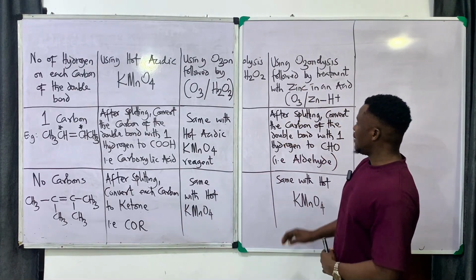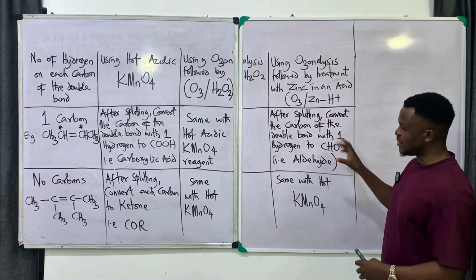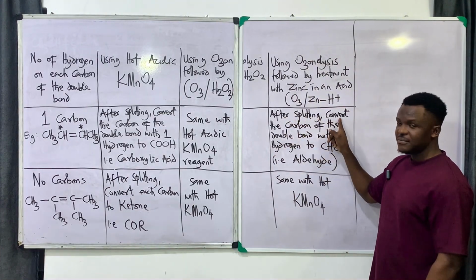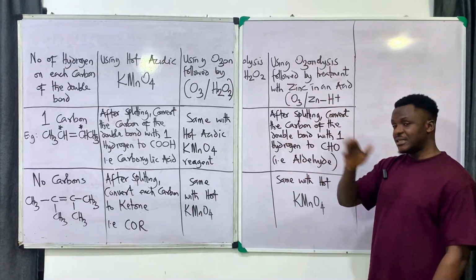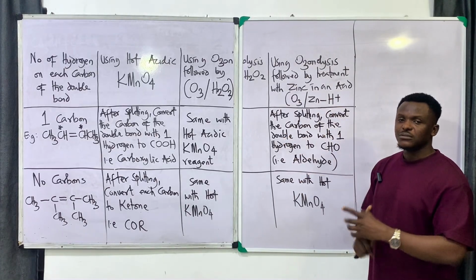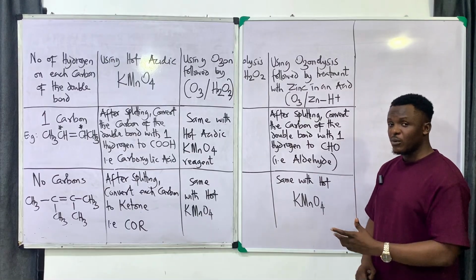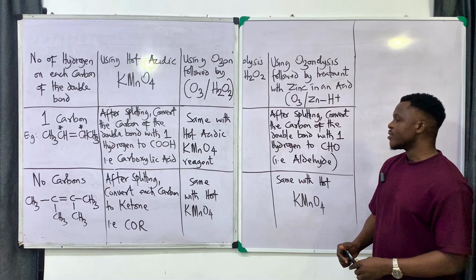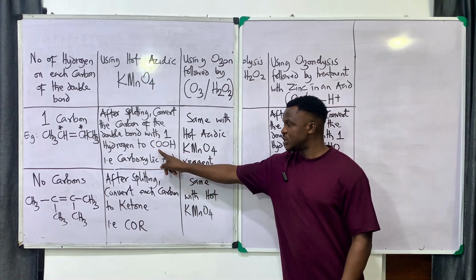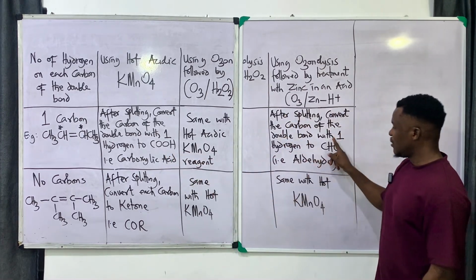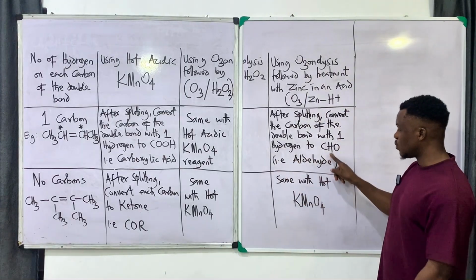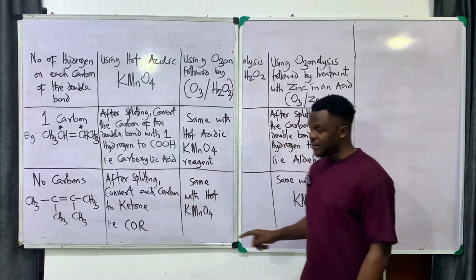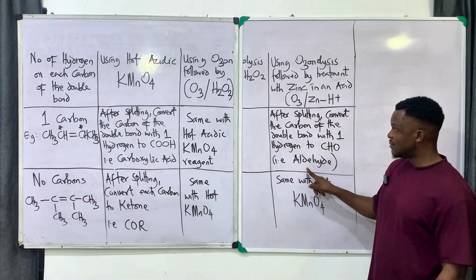Now let's look at the last guy. This is the one that is a bit different from the first two. In this case, we said after splitting, each of them splits into two halves. If the original carbon of the double bond was having one hydrogen, then with the first two reagents, after splitting, these convert it to COOH. But this guy will not convert it to COOH. Instead, it will convert it to CHO. COOH is a carboxylic acid. CHO is an aldehyde, right?